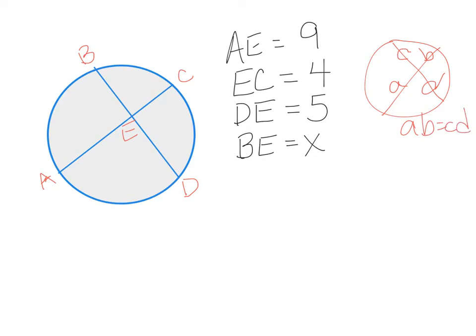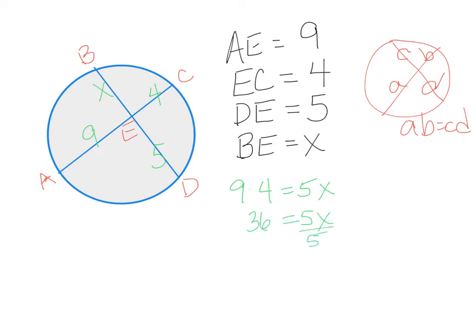Okay, so we've got 9 for our AE, so we'll label our circle, because it's easier to work when we see it. I recommend that you draw these out on paper. So DE is 5, and BE is x. So we're solving for BE. So I'm going to write 9 times 4 equals 5 times x. 9 times 4 is 36 equals 5x.